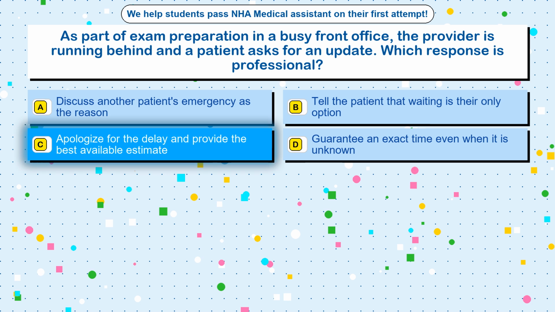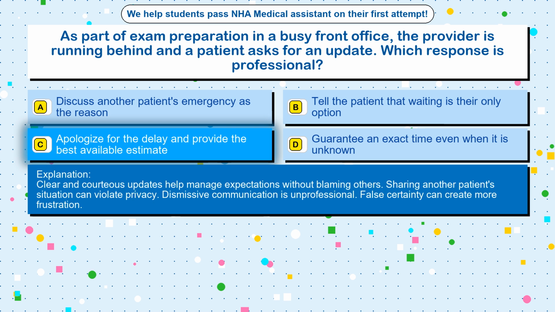The correct answer is option C. Apologize for the delay and provide the best available estimate. Clear and courteous updates help manage expectations without blaming others. Sharing another patient's situation can violate privacy. Dismissive communication is unprofessional. False certainty can create more frustration.